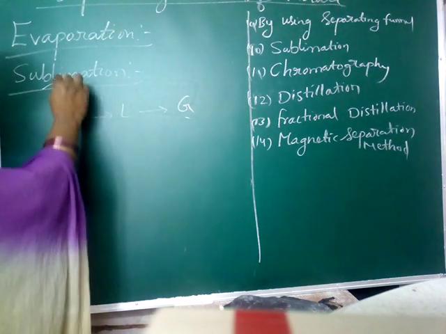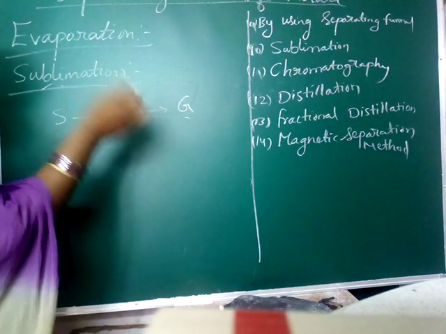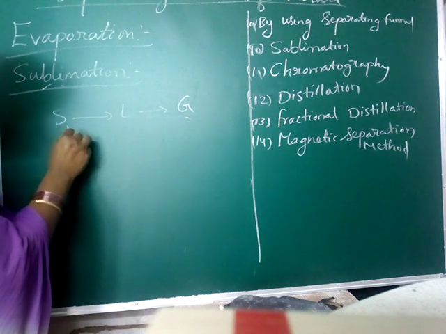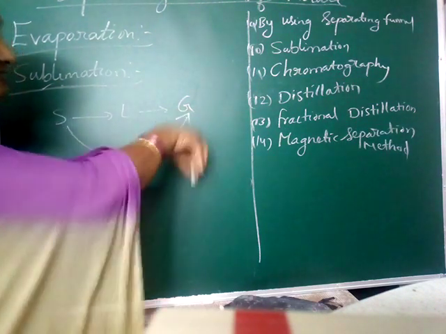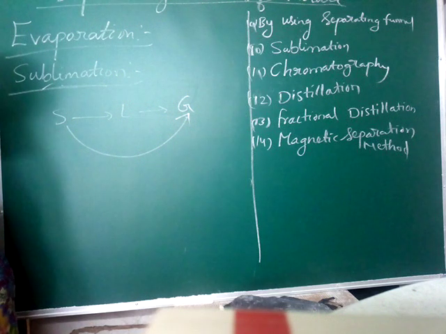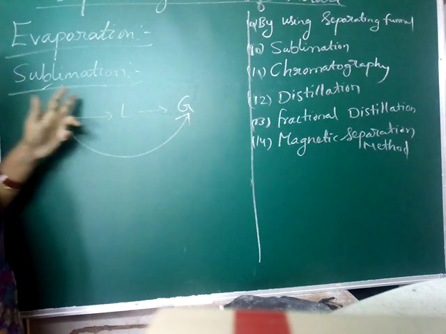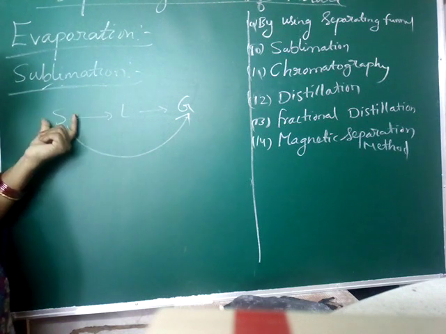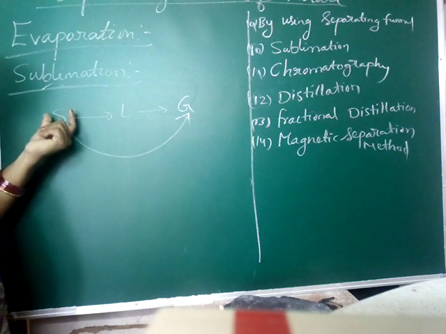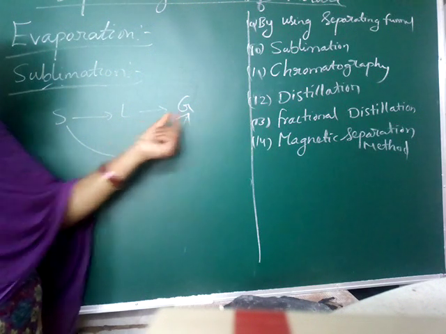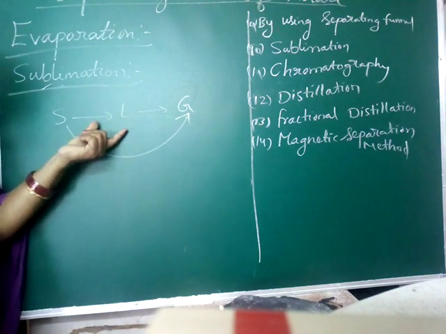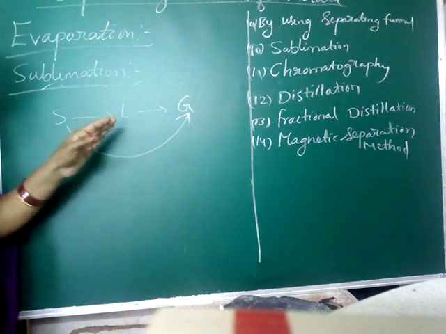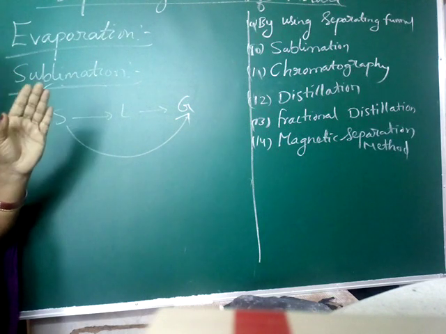But here in the sublimation process, solid substances directly convert into the gaseous state. That process is called sublimation. Do you understand? When solid substances are heated, they directly convert into the gaseous state. There is no liquid state between them. That kind of process is called sublimation.